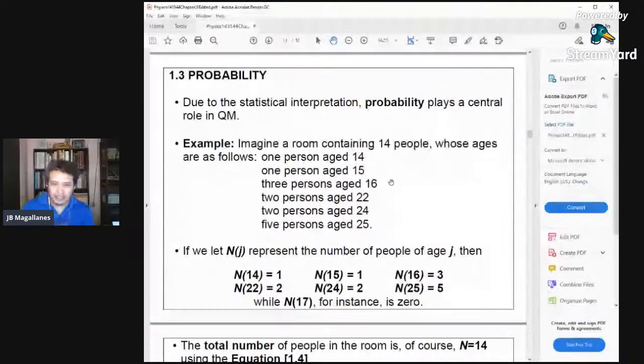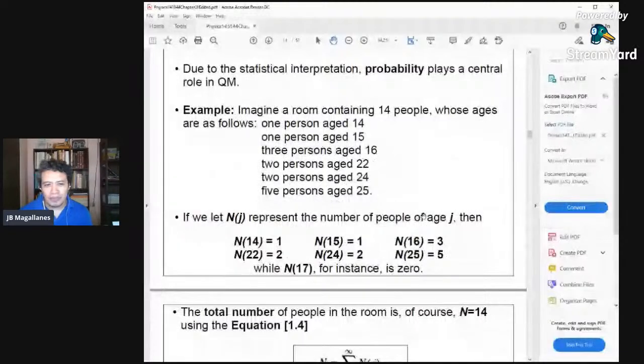So imagine a room containing 14 people whose ages are as follows. One person aged 14, one person aged 15, three persons aged 16, two persons aged 22, two persons aged 24, and five persons aged 25. In that room, there are 14 people. Now we let j be our variable representing age, and then we have nj representing the number of people of age j.